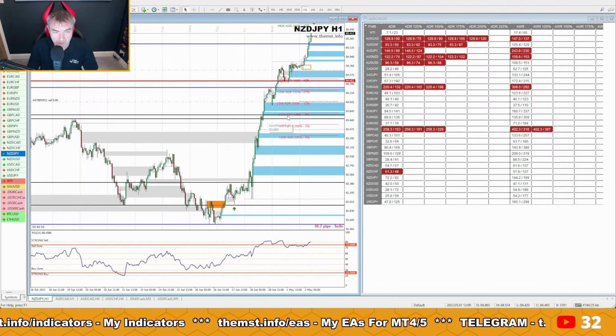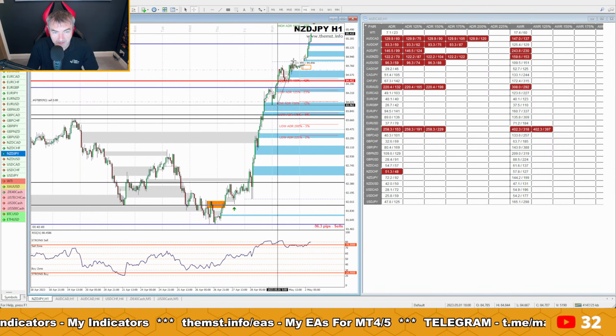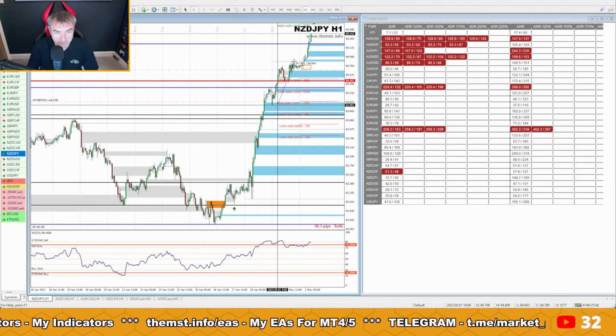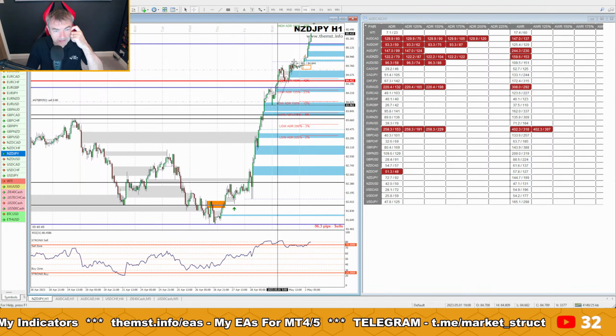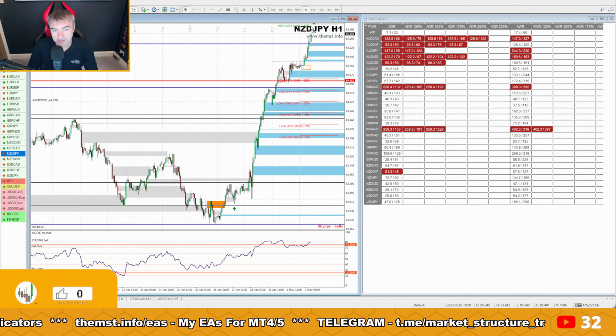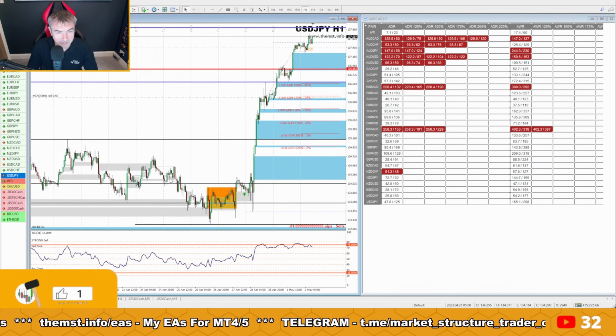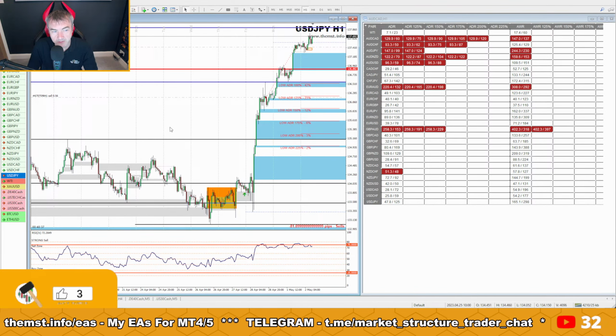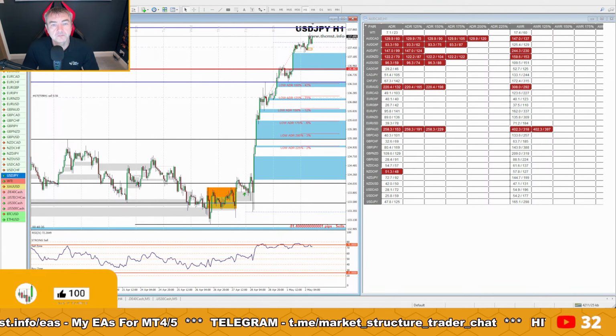So off that big move that we had on Friday, did we get an ADR? I didn't even look at the charts yesterday. Didn't quite get an ADR on that yesterday, but it looks like it's off for an ADR today on the New Zealand dollar yen. US dollar yen still pushing as well. So just be careful with the yens.